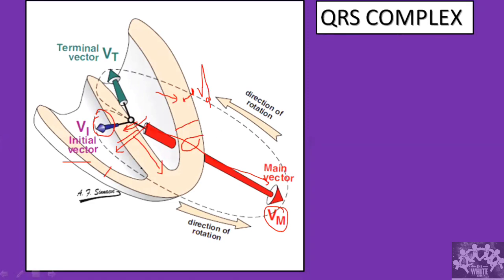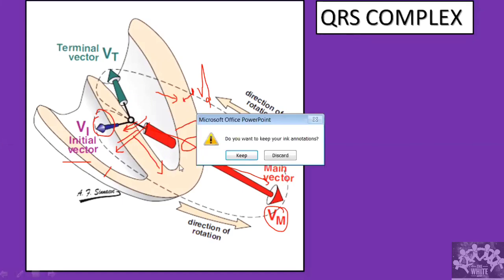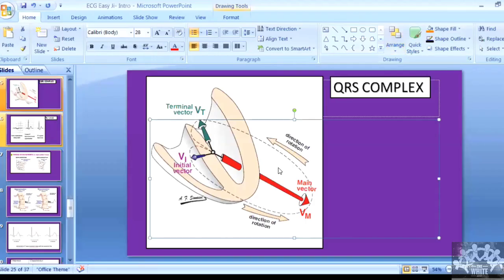Following that, what happens? You want the QRS with respect to the cross-section view of the chest? Okay, fine. I'll do that also.